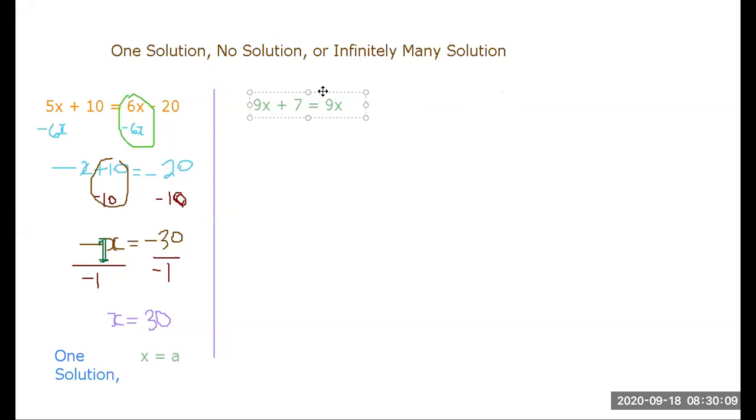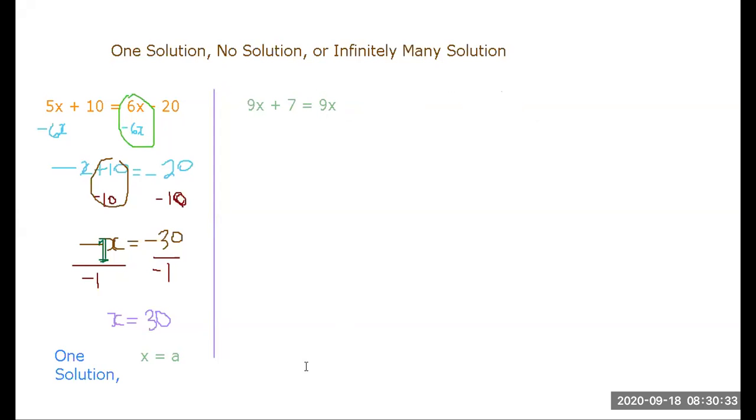Let me put this over here. So I'm trying to figure out what x is, literally. That's it. I need to get all the x's on one side and everything else on the other side. With a question like this, since there's a 9x on the right side and nothing else, I'm going to put all my x's on the right side.